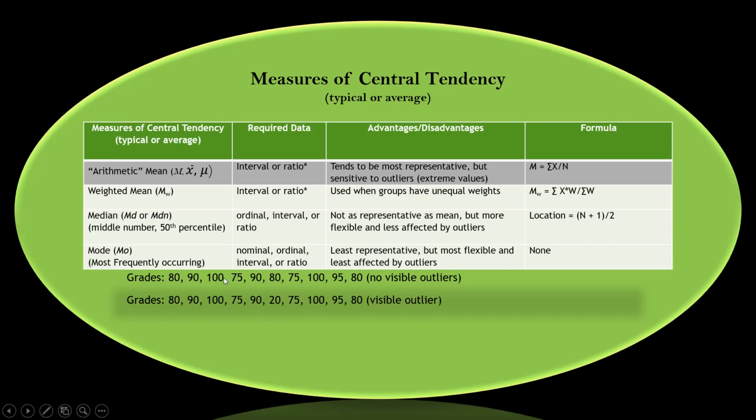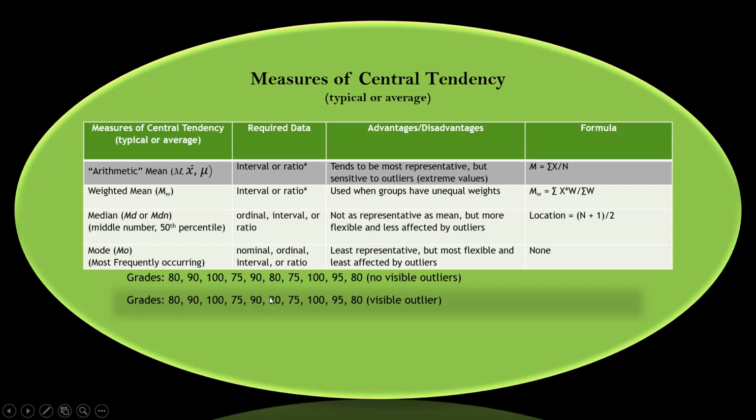In this case, the mean is probably acceptable. So the mean requires interval or ratio data. And I put a little asterisk because sometimes we compute the mean with ordinal data. In fact, your GPA is probably computed using ordinal data, but you're safest when you have interval or ratio data and you don't have an outlier, an extreme value. In this data set, I do not visibly see any value that would be considered an outlier.